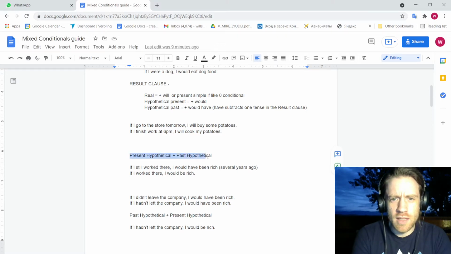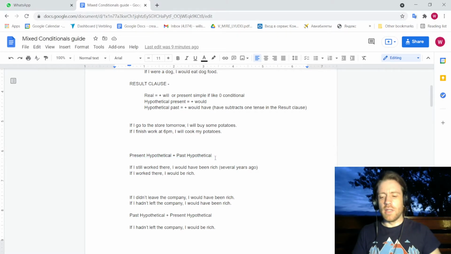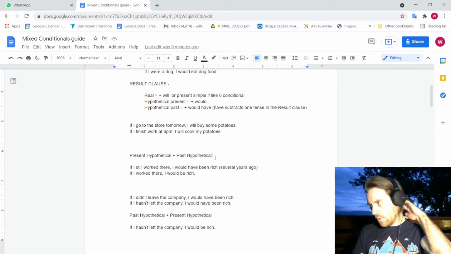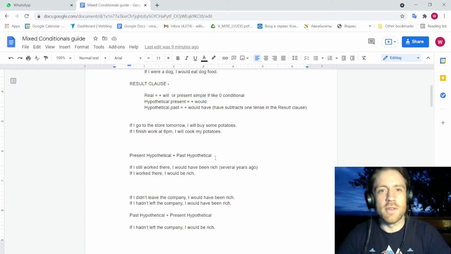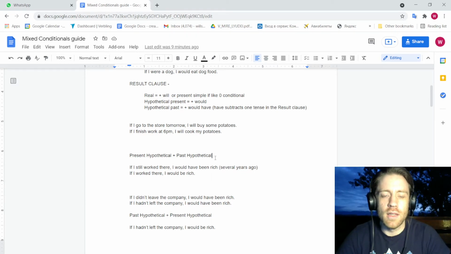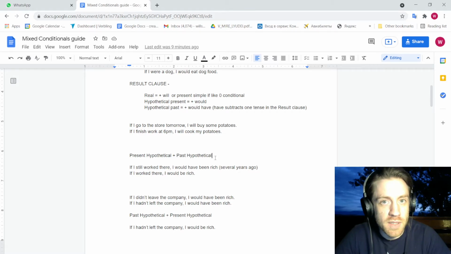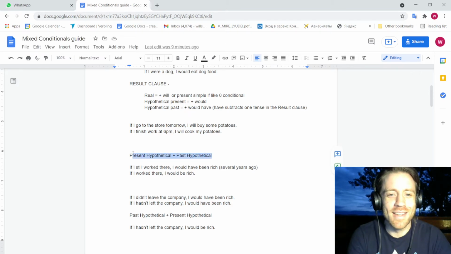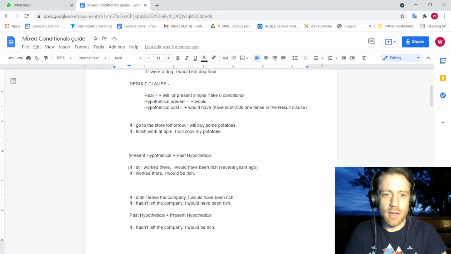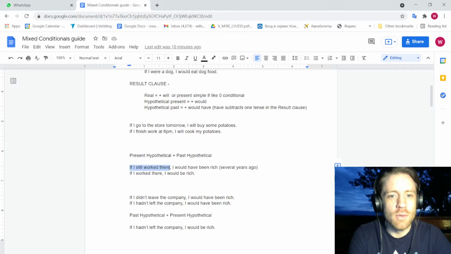So let's say we want to make a mixed conditional. So here's where this really gets important because maybe you're thinking, well, do I really need mixed conditionals? Well, need is always a strong word, but it's very likely that you will want to use mixed conditionals, and it's extremely, extremely likely that you will hear them, I would say. 100% chance if you're in an English-speaking environment. So let's take a look here. If I still worked there, I would have been rich.